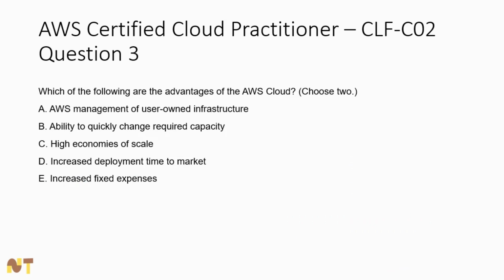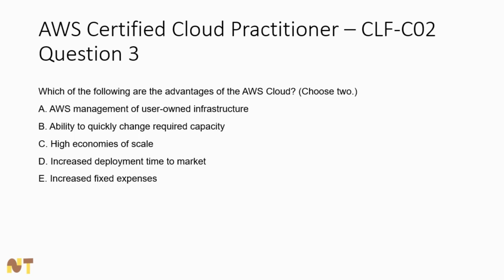Moving on to the next question. Which of the following are advantages of AWS Cloud? Choose 2. Options are A. AWS management of user-owned infrastructure, B. Ability to quickly change required capacity, C. High economies of scale, D. Increased deployment time to market, and E. Increased fixed expenses.